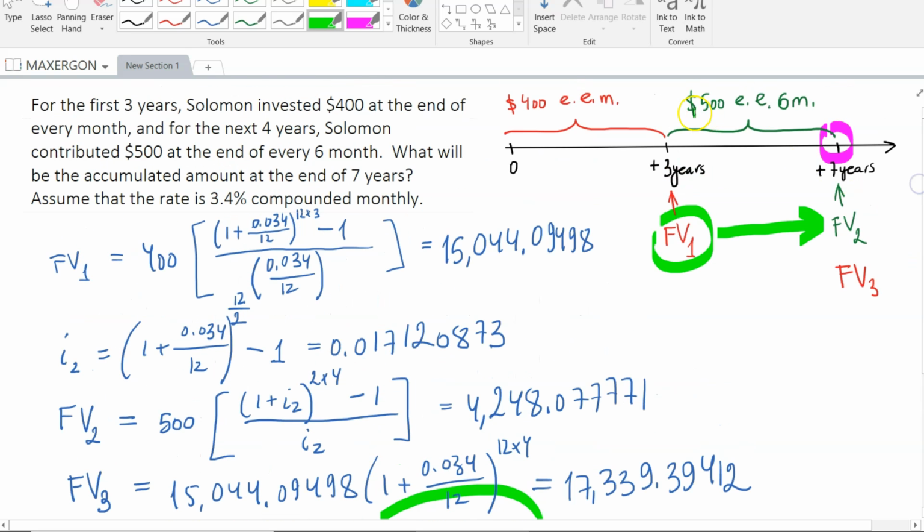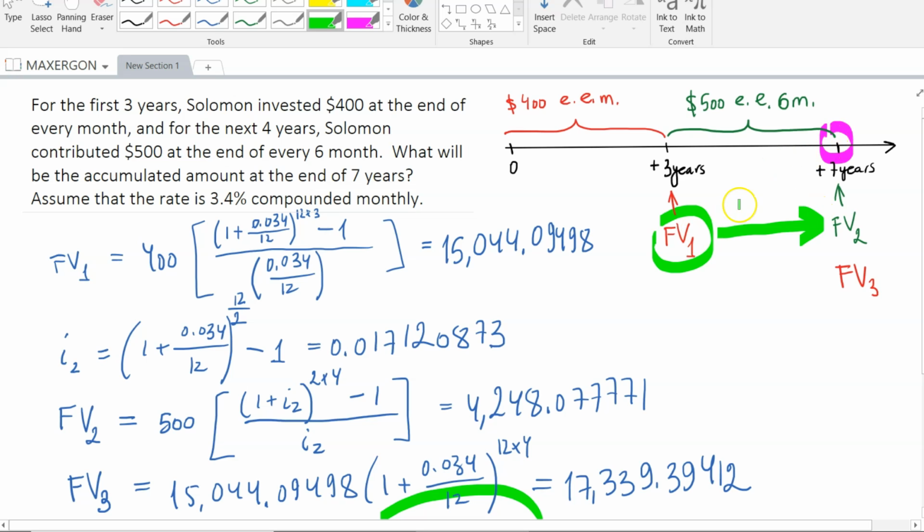Just to review, in this problem, we do not have one annuity, but we have two annuities. First is the red annuity, and another one is the green annuity. After we find the future value of the red annuity, that future value, which is future value 1, is some amount which is located at the end of 3 years. When we find the future value of the green annuity, which is called future value 2 in our problem, that future value is located at the end of 7 years.